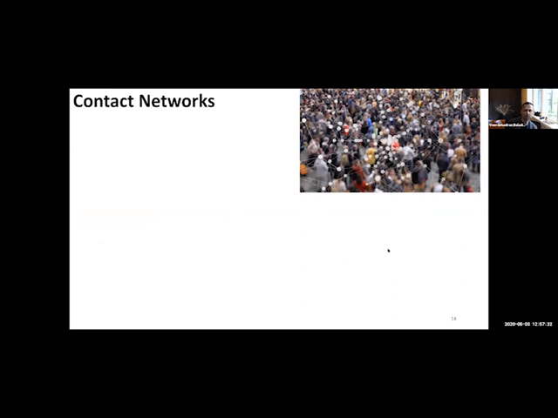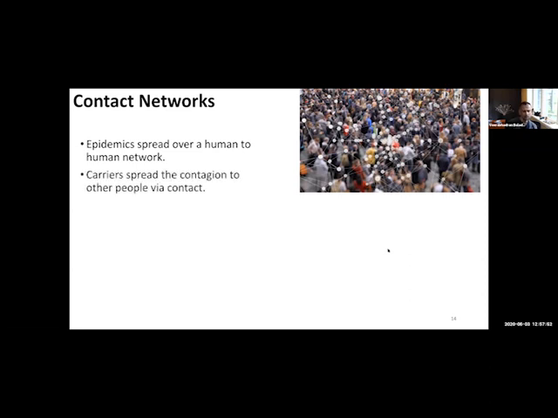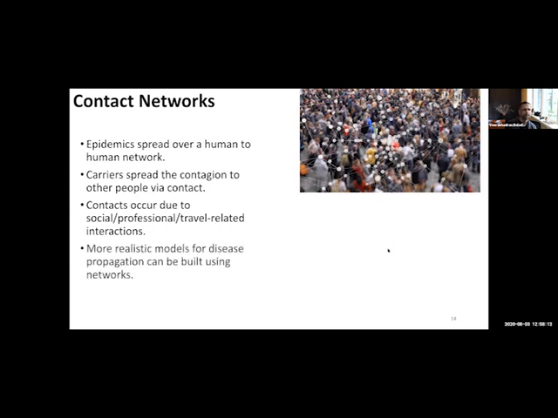So I dabble a little bit in networks in this domain, and it seemed a natural starting point to understand the COVID spread mechanism, because inherently epidemics spread over a human-to-human network, especially infectious diseases such as these. The basic tenet of how that happens is that carriers spread the contagion via contact, and this contact can happen at many different levels: maybe social contacts, maybe professional contacts, and of course travel-related interactions. One can use this framework to build more realistic models for disease propagation using networks.